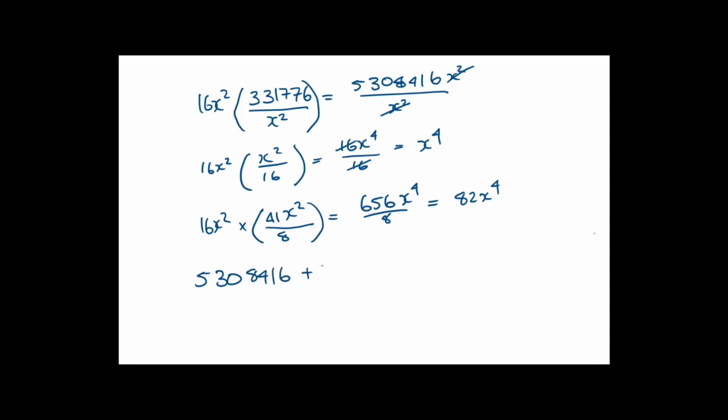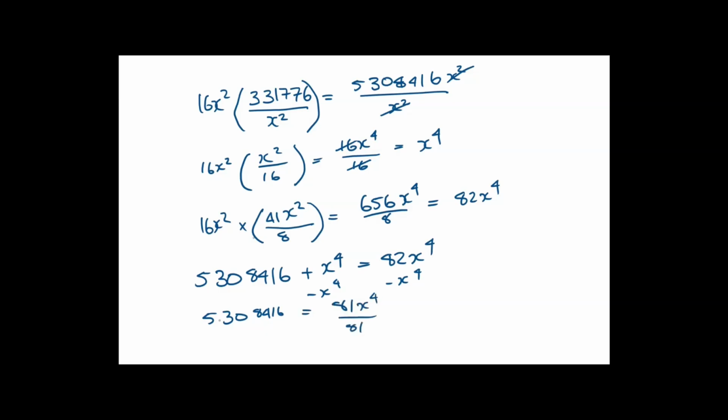plus x to the power of 4 equals 82 x to the power of 4. And let's take this x to the power of 4 away, and we have 5,308,416. Have we made a mistake there? I think we made a mistake. No, I just panicked. I thought, oh, if I made a mistake there, it seems a really huge number. Nope. Is going to be equal to 81 x to the power of 4.